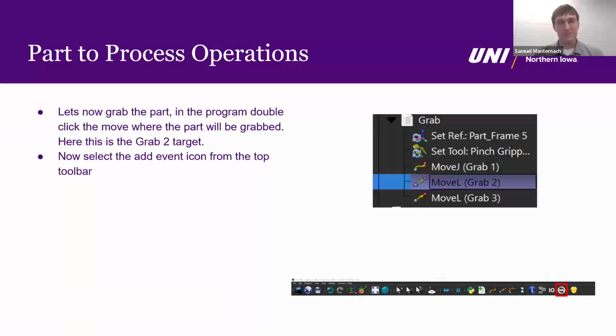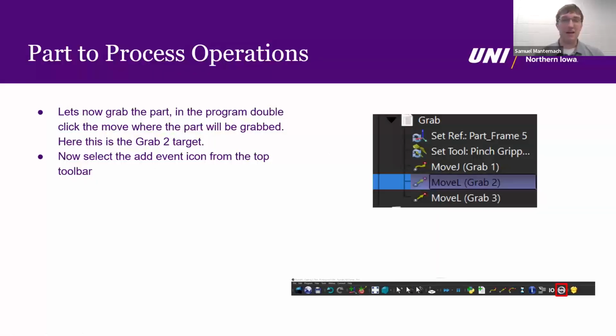So now that we have our grab, this is where we're going to start building in how it's going to be physically grabbed in our cell. So if you just hover over or select your second L move to the grab motion, make sure you double click on it so that your robot moves to that location. And then you'll be able to select the create event icon at the very top of the screen.